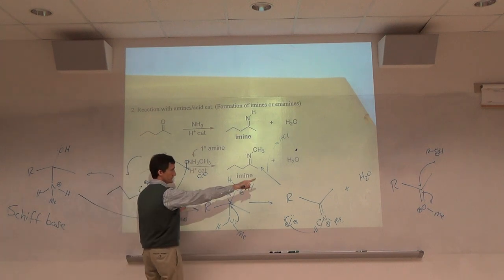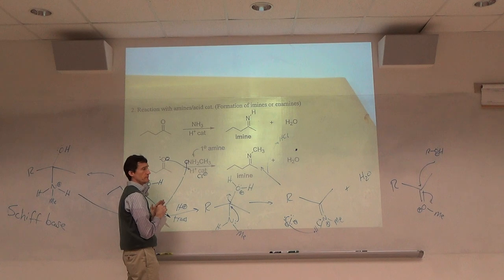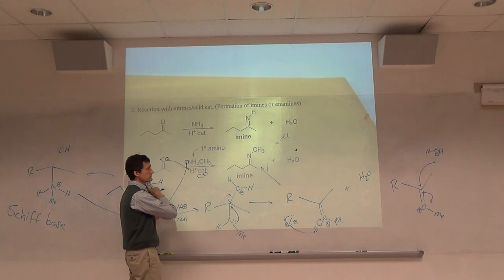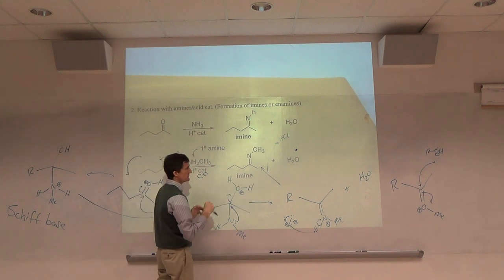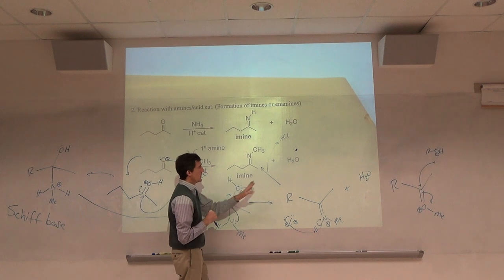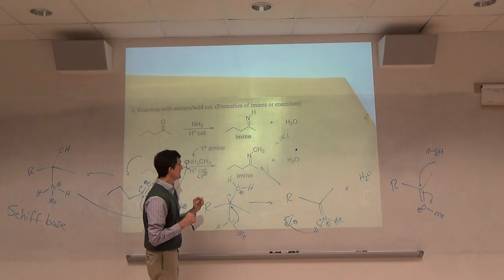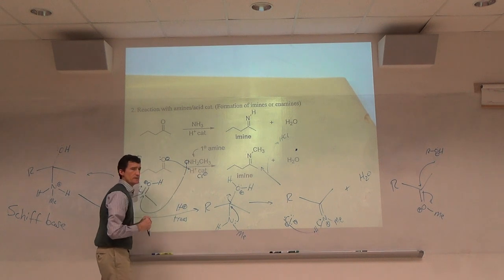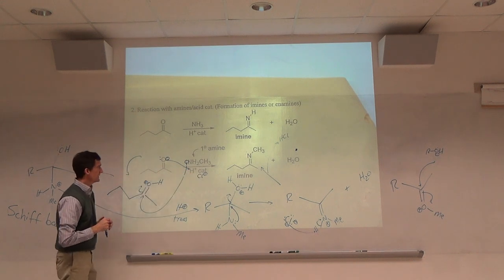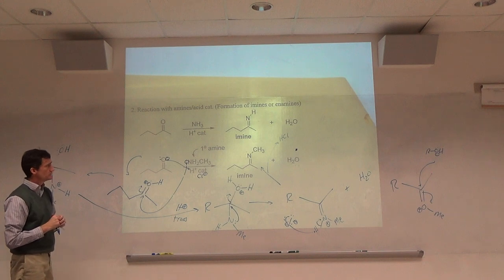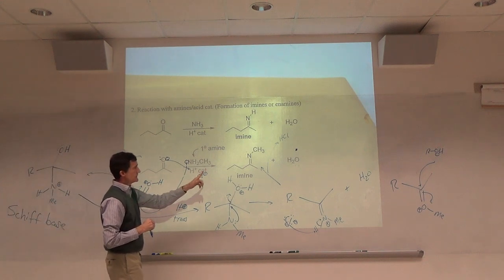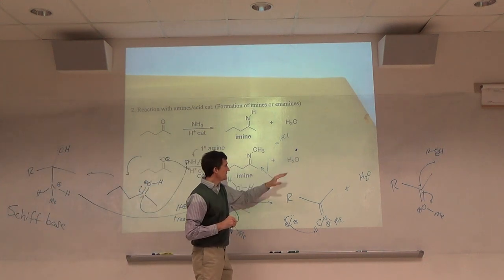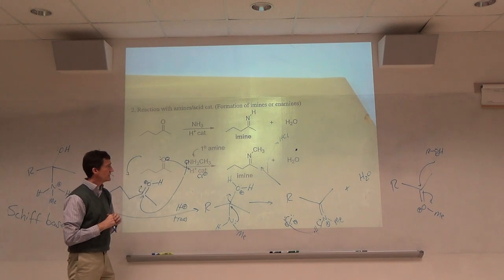How do you push this reaction forward? This is a true equilibrium. Reversible. How do you push it forward? Remove water as it's formed. You can use excess. Hard to use excess amine because it's hard to get rid of and it's smelly and stuff. Maybe some type of drying agent, basically the same old discussion.